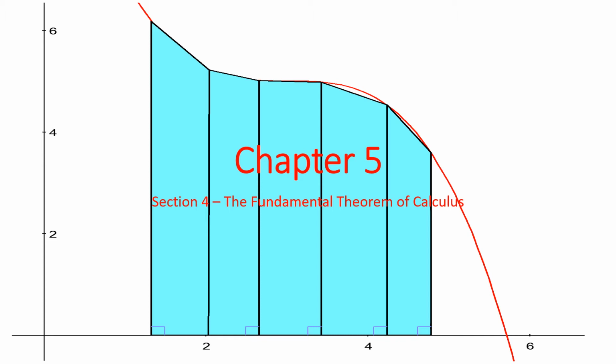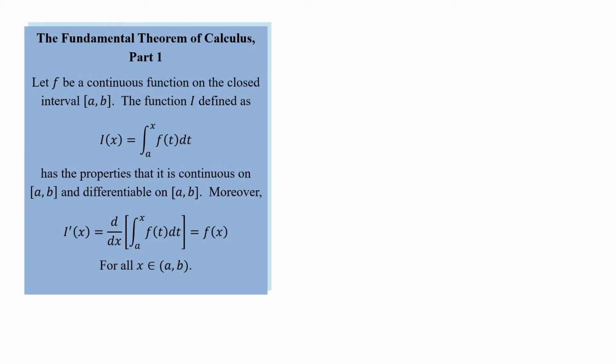So let's take a look at the first part of the fundamental theorem of calculus. It says if f is continuous on a closed interval, and then the function I, it's I because it's the integral function. So the integral of f of t, or the integral of f of x, is a to x of f of t dt.